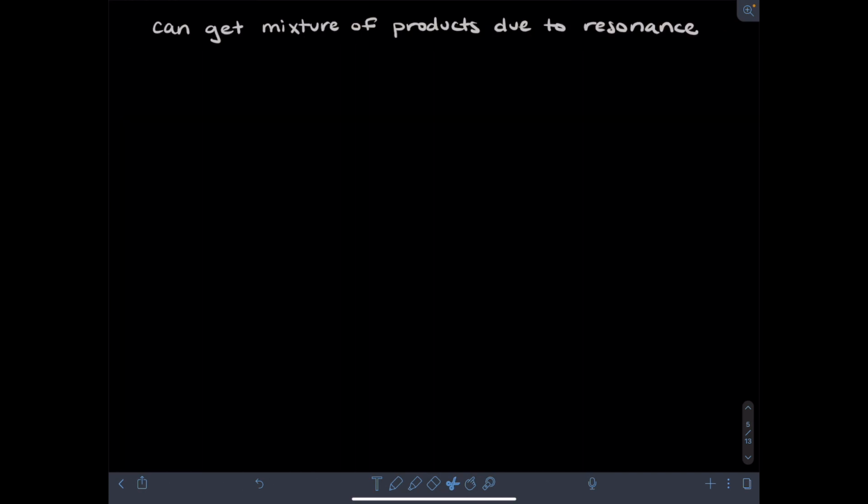One complication that can occur with allylic bromination is that you can get a mixture of products due to resonance. Here I have an isopropyl substituted alkene being treated with NBS and light. I want to identify the weakest CH bond in the starting material. This is the one that's going to break and be replaced by a bromine in the product.